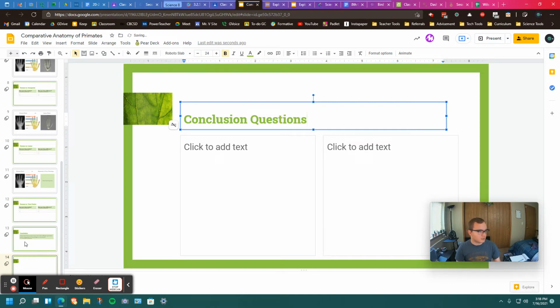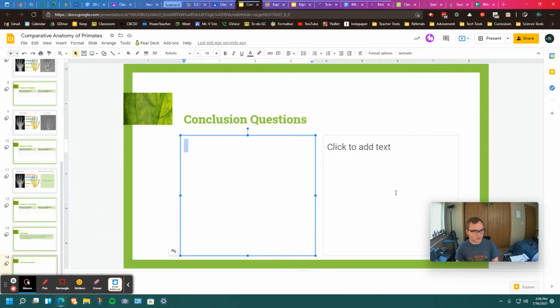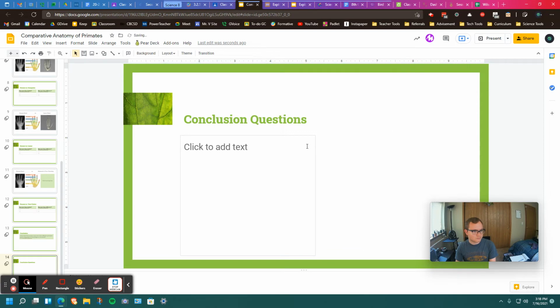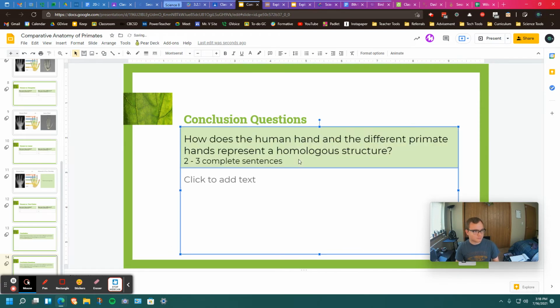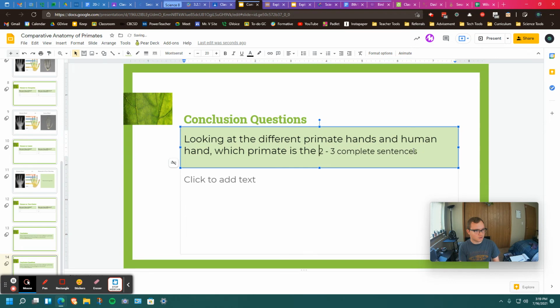So the question's going to be, let me copy this because I like the way Miss Under made this, and I like it. So this question, what it's going to be is, can I not edit this? There we go. So looking at the different primate hands and human hand, which primate is the most closely related to humans and why?